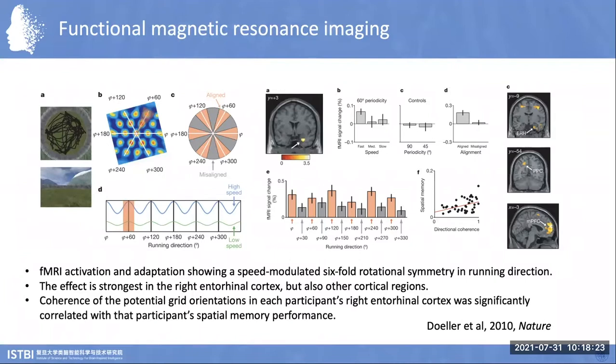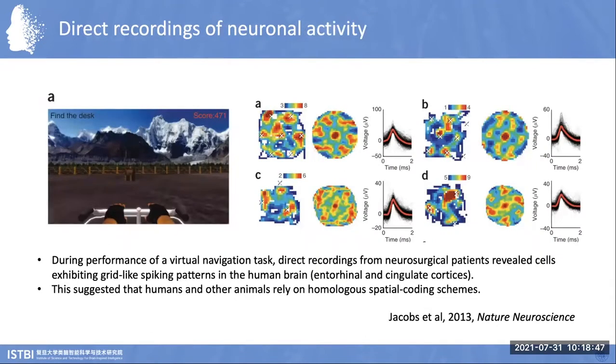But obviously, the biggest worry that we always have in any kind of fMRI work is that we're indirectly measuring brain activity based on BOLD, the blood oxygenation. So the evidence that was lacking is that actually we can directly observe these signatures in humans, recordings from neuronal activity. So the evidence for that came out in 2013 by Jacobs and colleagues, in which they also asked participants to perform a virtual navigation task. But this time, these were patients, neurosurgical patients, that they could actually record directly from the entorhinal cortex.